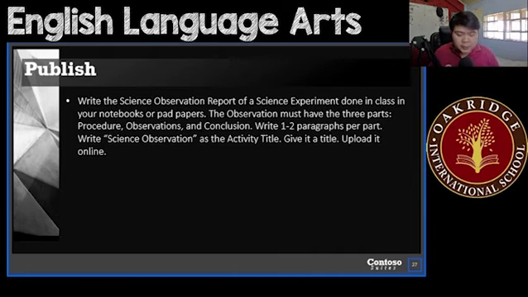So initially I told you to write 1 paragraph for the conclusion. You can add another one if you find it important or necessary to do so. But I just strongly suggest 1 paragraph for the conclusion. Okay? Write science observation as the activity title and then give it a title. Upload it online. Okay? And that pretty much ends our lesson on writing a science observation report.